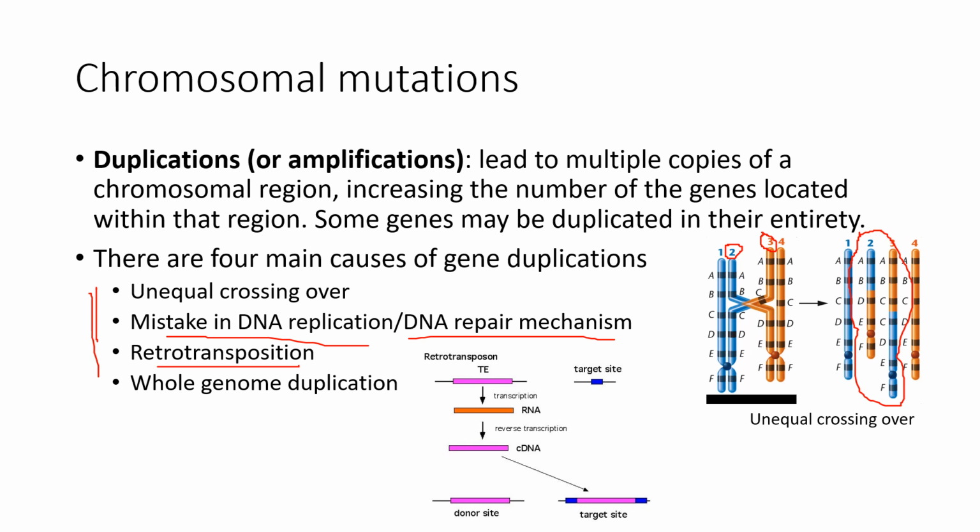As you know, in the central dogma, it will produce the cDNA, and cDNA will go to the target site and cause the transposition. Another cause is whole genome duplication. Our whole genome is duplicated during this process.